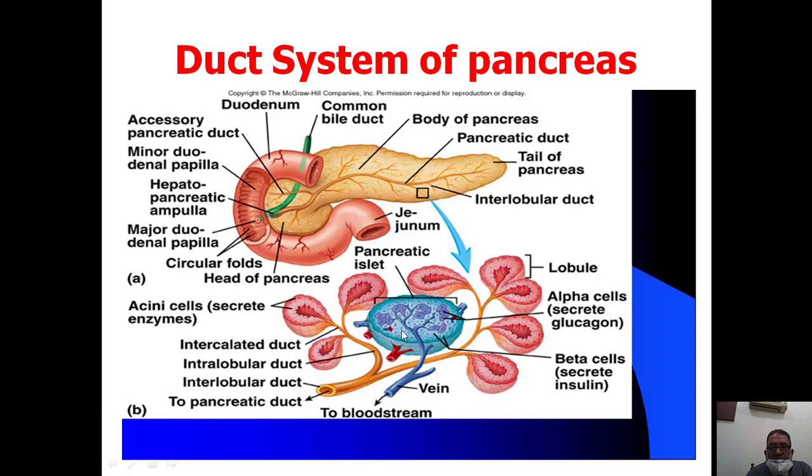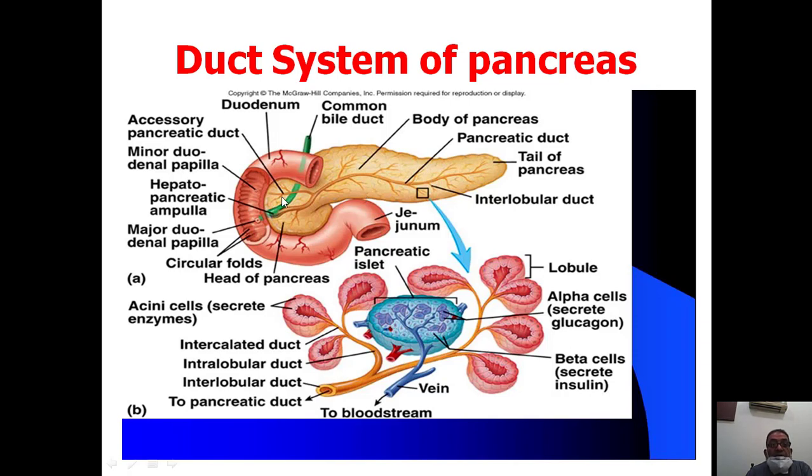So this is the islets of Langerhans. Look at the picture, the vein and artery, they are richly vascular. All four types of cells are present within these islets. Because these are hormones, they drain directly into the blood vessels.